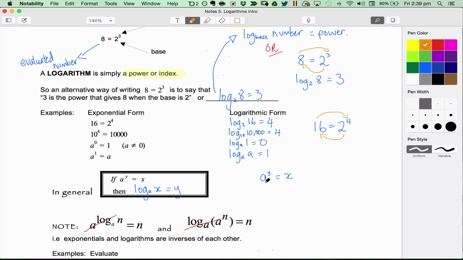You can see this one's written with the base and the power first and then the evaluated number, which is the opposite way to what we're doing up here. So circle method still works, but you must start with the base. So the base is the A, start your arrow there, go over to the other side and back to finish at the power. So we end up with log to the base A of x equals y, which is what we've written here.